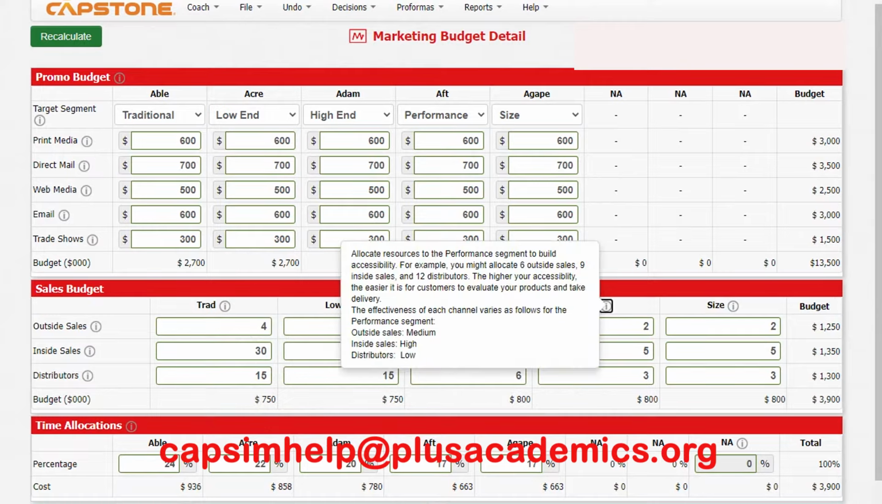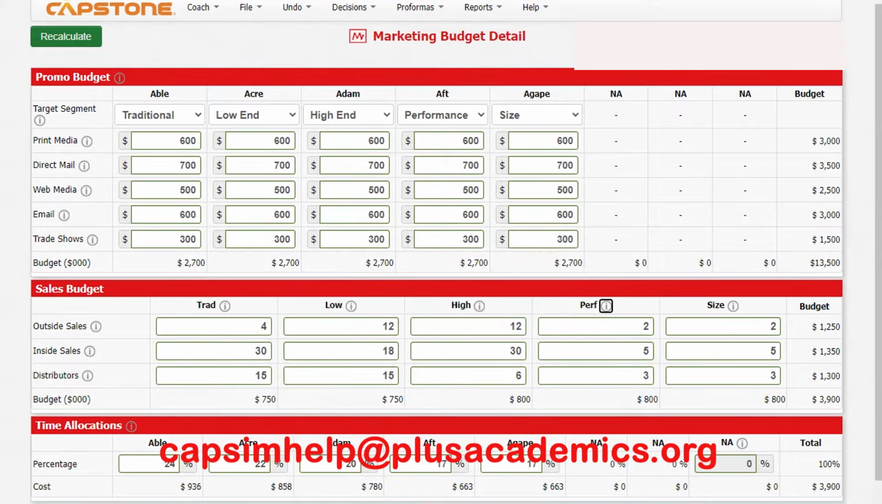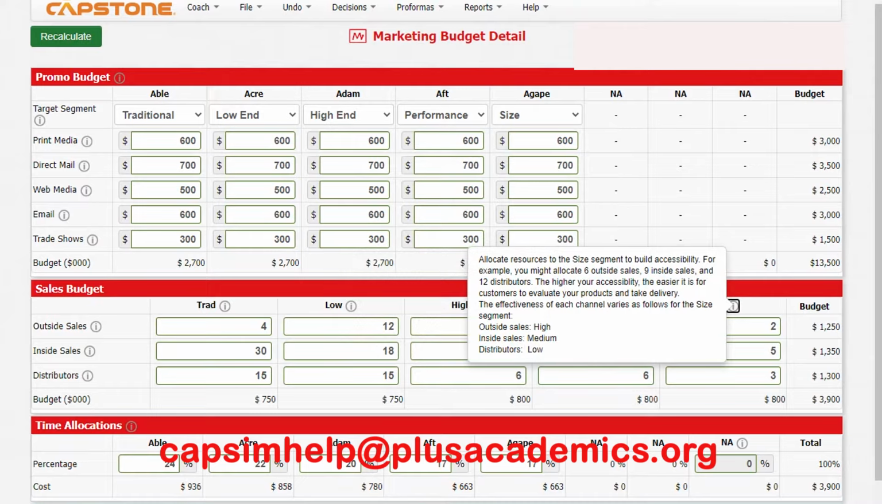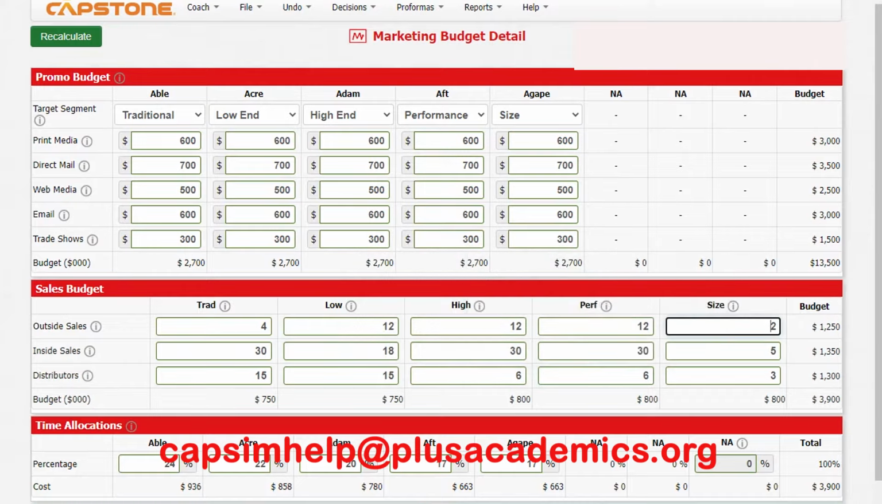And then for performance, we can see outside sales has medium, inside sales has high, and distribution has low. So let's go for 12, then 30, and then 6. And finally, outside sales has high performance, inside sales has medium, and distribution has low. So let's go for 12, 30, and 6.